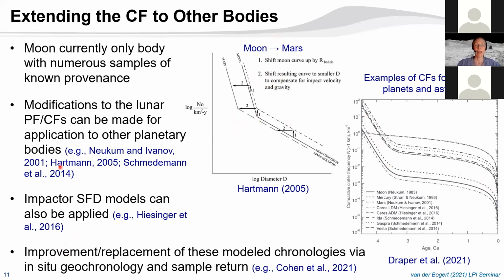But you can also take an impactor size frequency distribution model and apply that instead to make a production function. I'll say a little bit more in detail about that in a minute. Okay, and so basically what we're left with for beyond the moon is that we would really like to have samples of known provenance for other planetary bodies so that maybe they can have their own cratering chronology calibrated for their own body. In the meantime, we can improve and add additional samples to the lunar cratering chronology so that when you feed it forward to the other planets, there's hopefully less room for error.